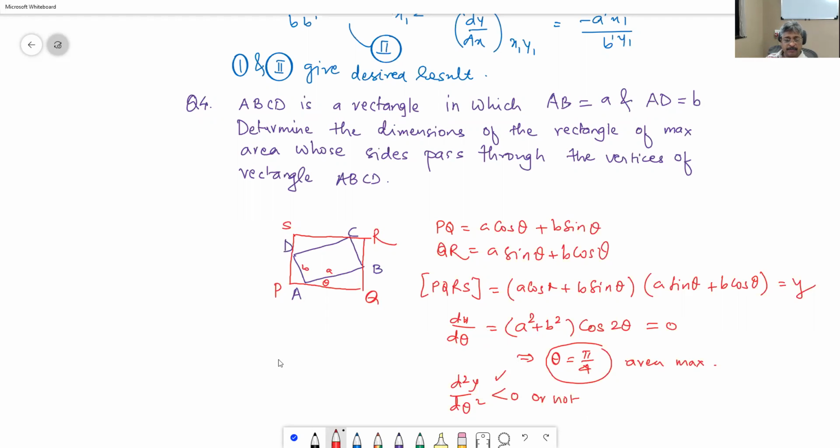Therefore maximum area of PQRS is equal to (a plus b) bracket square upon 2, that is the answer.